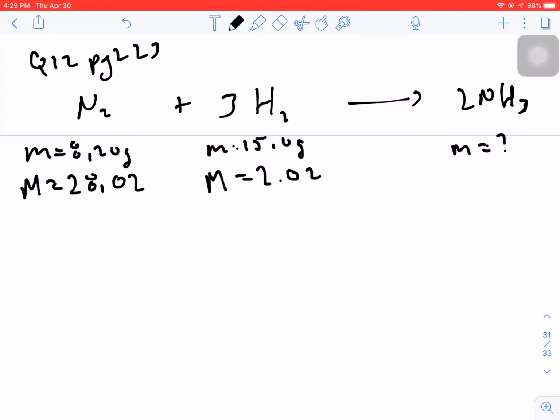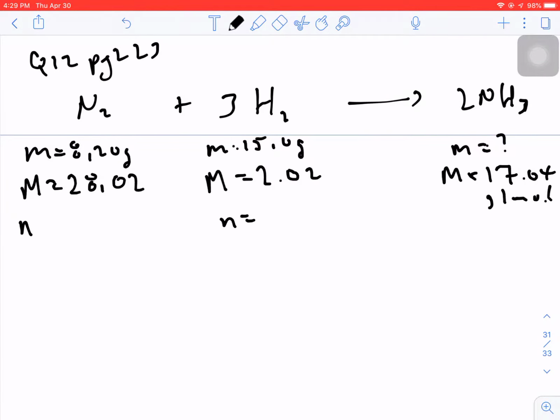And now I need my molar mass for NH3. My molar mass is going to be the mass of nitrogen, 14.01, plus 3 hydrogens at 1.01, so I get 17.04 grams per mole. Okay, so there's my next step, calculating the molar mass for everything. Okay, step 2.